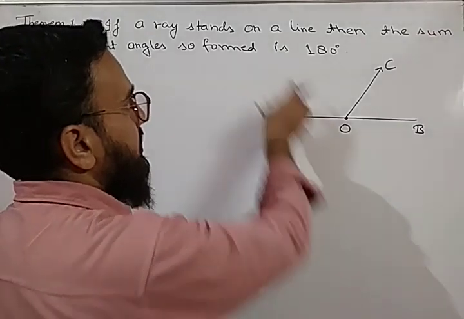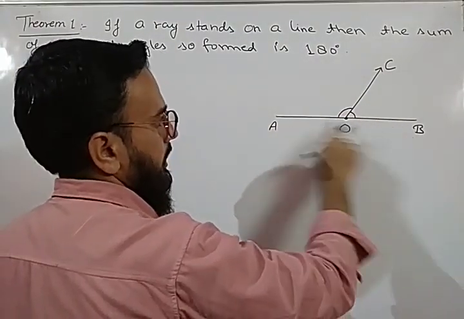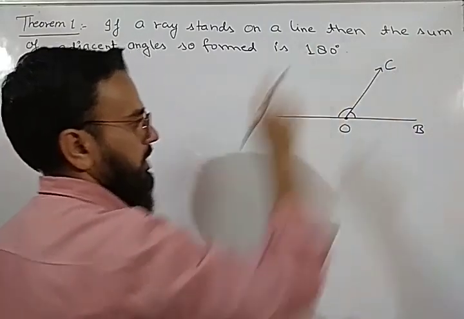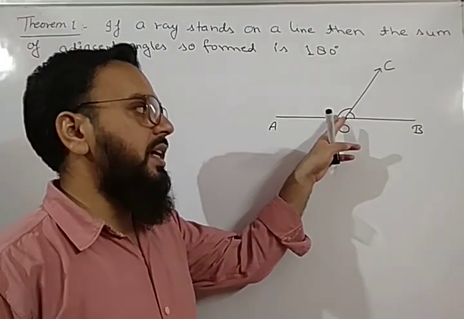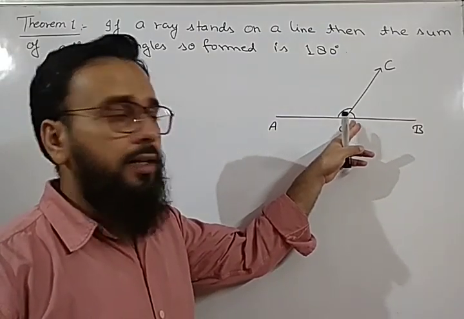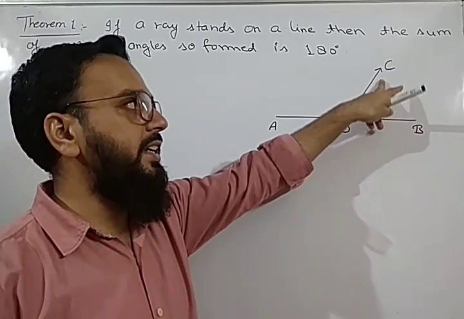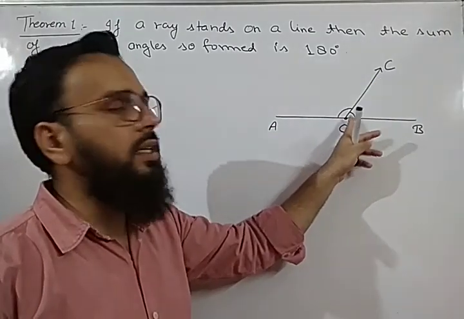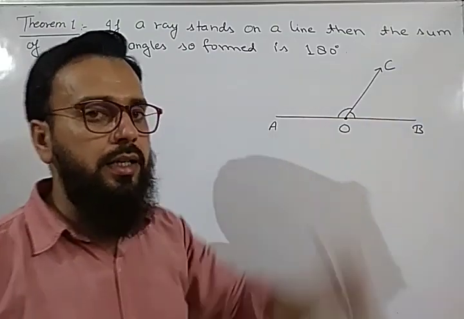So now what are the adjacent angles? These two are the adjacent angles, angle AOC and angle BOC. Because we have already discussed what are adjacent angles. The angles which have a common vertex and a common arm or a common ray. So OC ray is common and vertex O is common. It means angle AOC and angle BOC are adjacent angles.